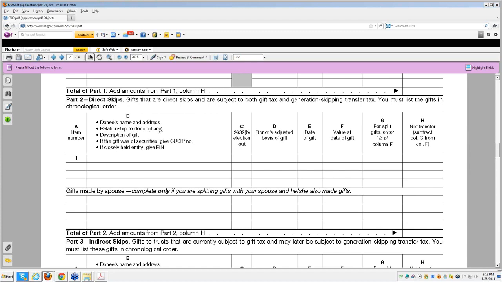Relationship would be donee. Description of gift. If it was a gift of securities, give the CUSIP number. You gifted securities. Okay. So you put your CUSIP number down here. Put securities. Okay, what would C be? 2632B, election out.